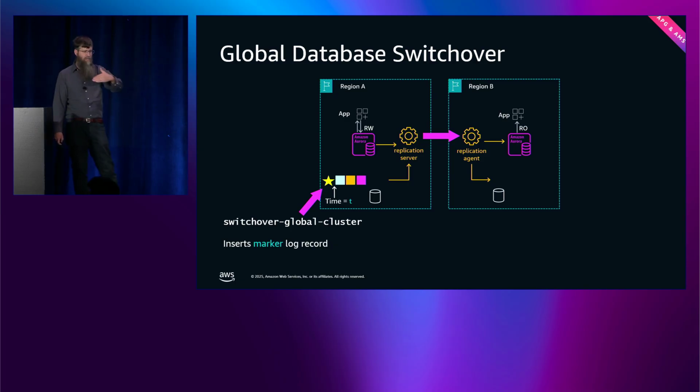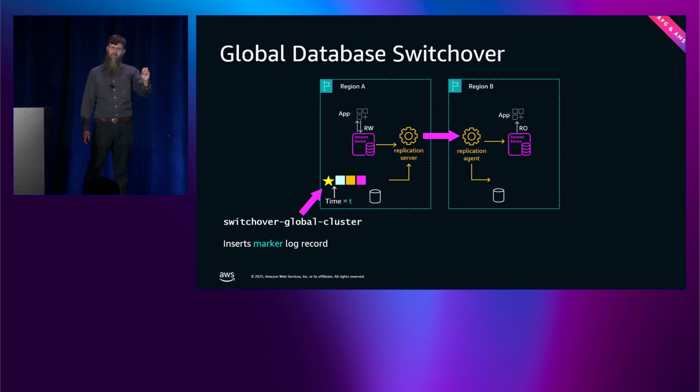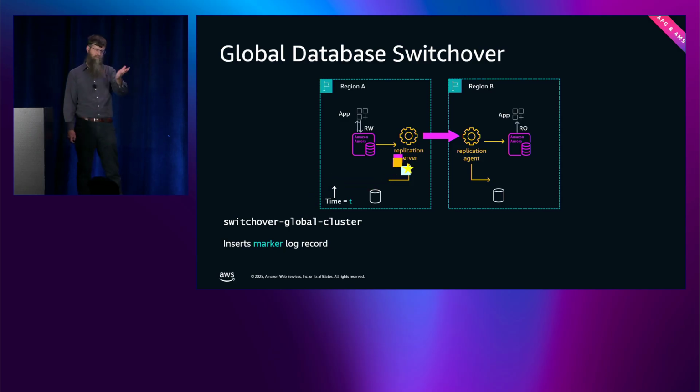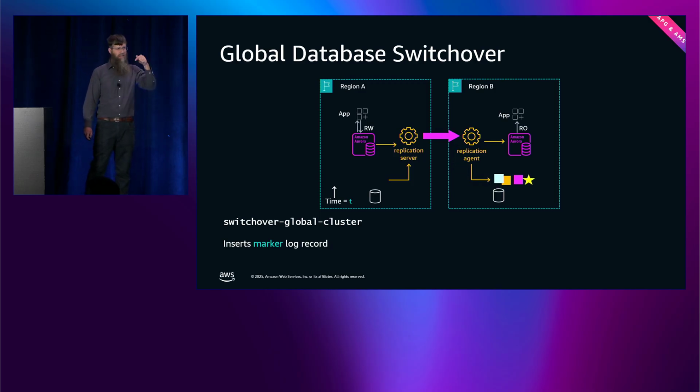So we have this log record stream, right? We insert this special log record into that stream, a marker log record, and that flows through just like we described before, and the other side sees it. When the other side sees it, it says, okay, at this instant in log time, not wall clock time, I should become the primary right now. And region A knows that it should stop being the primary at that time. So there's a nice clean handoff.